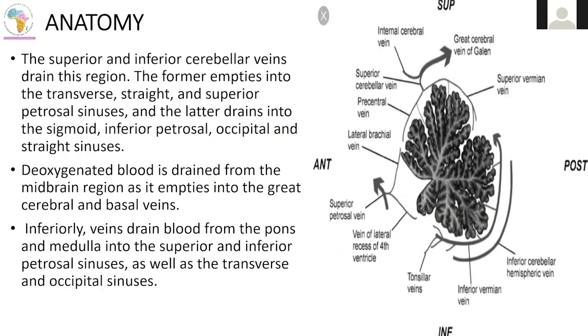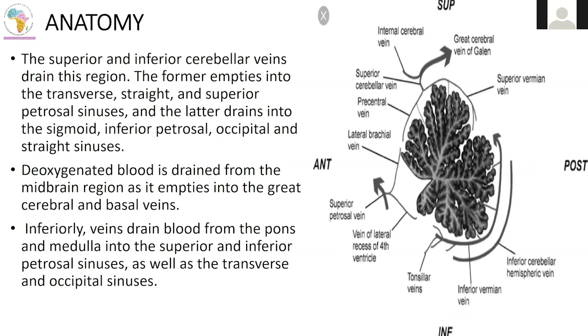So the superior and inferior cerebellar veins drain this region. The former empties into the transverse, straight, and superior petrosal sinuses, and the latter drains into the sigmoid, inferior petrosal, occipital, and straight sinuses. The oxygenated blood is drained from the midbrain region as it empties into the great cerebral and the basal veins.